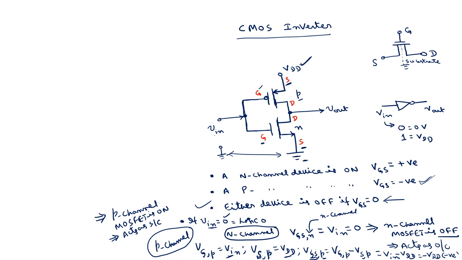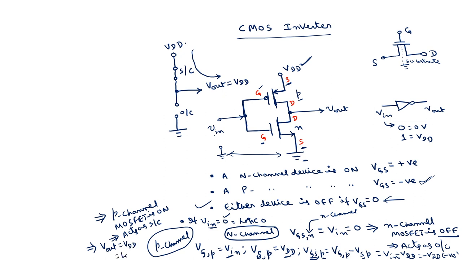So, what will be the equivalent circuit of this one now? This VDD, this P channel will act as short circuit. And here N channel will be open circuited. This is ground point. So, what will be the output you are taking here? This is VDD. So, this entire VDD will appear across Vout. So, Vout is equal to VDD, which is at logic 1. So, if input is logic 0, output is logic 1. This is the inverter. Logic 0 here, logic 1 here.